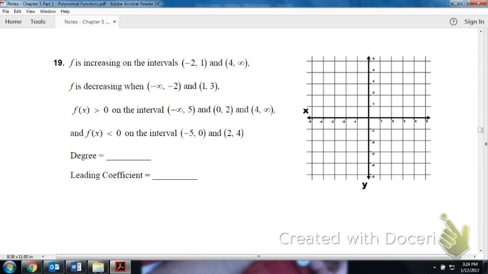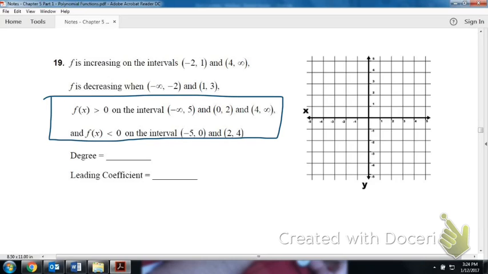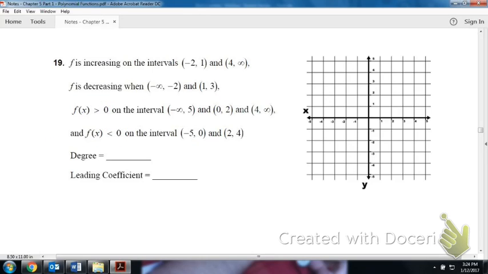Last but not least, number 19. We're back to giving you roots again. You got all this information. So we are above the x-axis there, and we're below the x-axis on this one. So let's start with negative infinity to 5, which let's go ahead and fix that to a negative 5. It's supposed to be, big typo. We'll fix that for next year. So from negative infinity to negative 5, we are above.